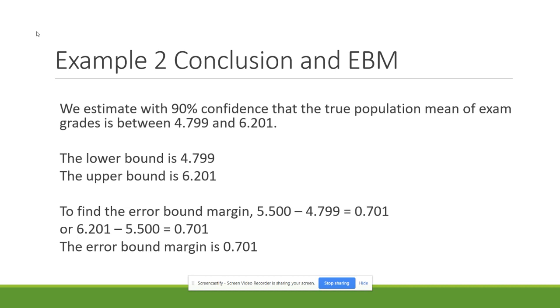So I have answered every problem that I need to for this. So again, I'm 95% confident that that population mean is going to fall between 4.799 and 6.201 with an error bound margin of 0.701.